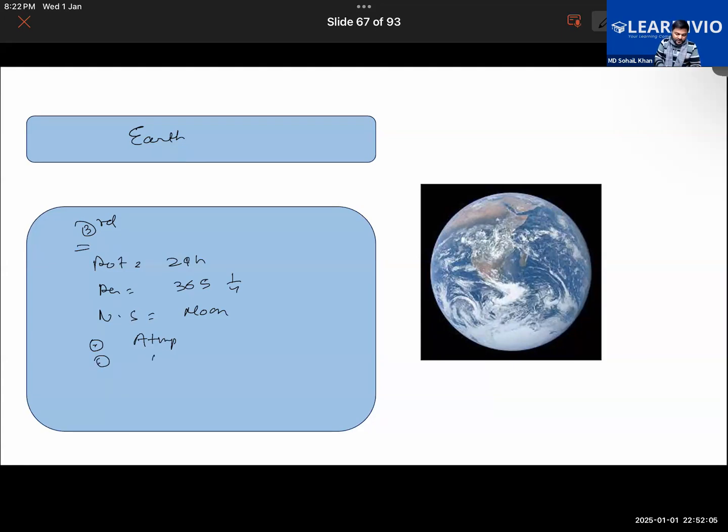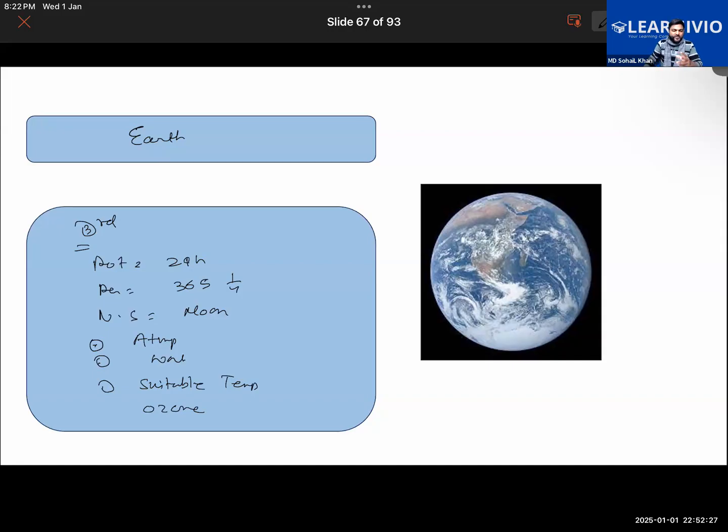It has a large quantity of water in it. Obviously, it has a suitable range of temperature. So temperature is very much suitable for life to sustain on Earth. Getting it? Plus, it has a protective blanket of ozone layer. So the ozone layer is present in the atmosphere, that is in the stratosphere particularly.